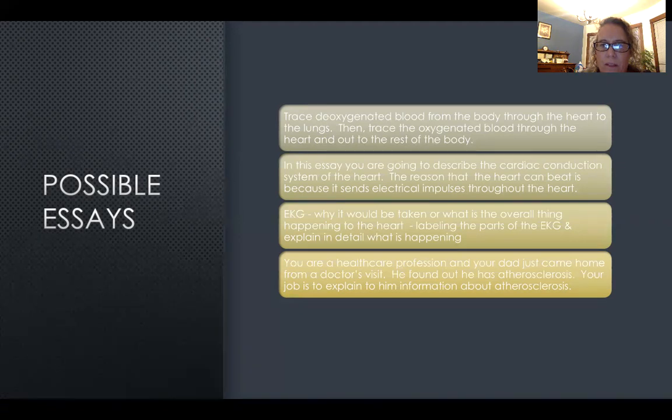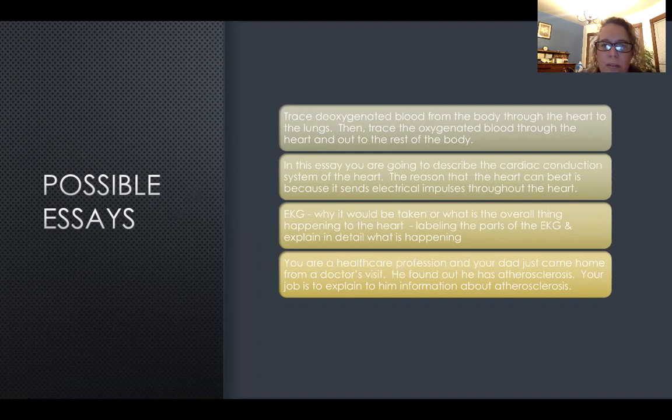The reason that the heart can beat is because we have these electrical impulses that go through the heart, but it's going to ask you some questions about that. The third possible essay, you're going to be shown an EKG, or an ECG, sorry, they're called either of them. You're going to be asked why this was taken and what's the overall thing that's happening to the heart. So you're going to have to label the parts of the EKG and explain in detail what's happening.